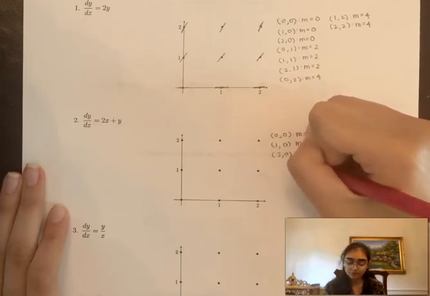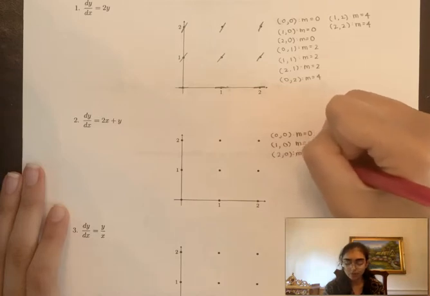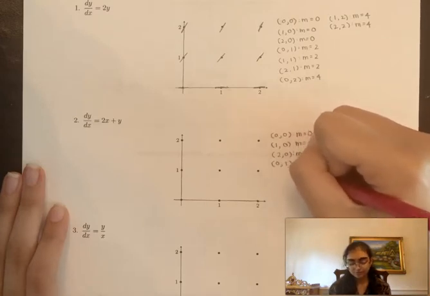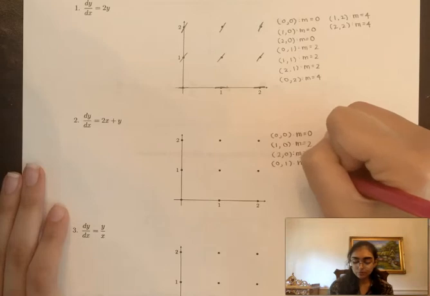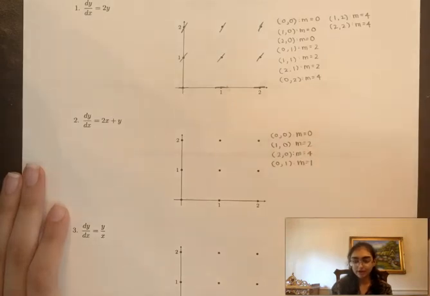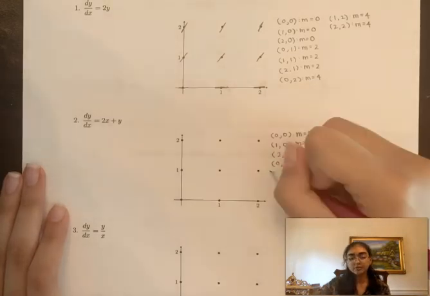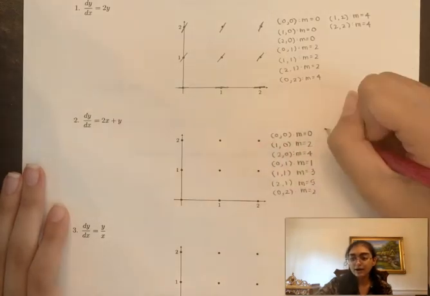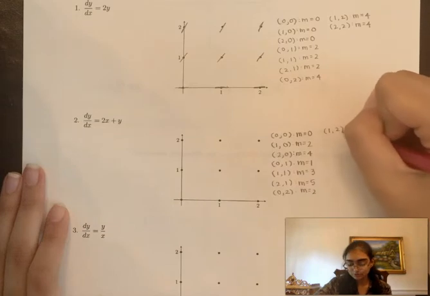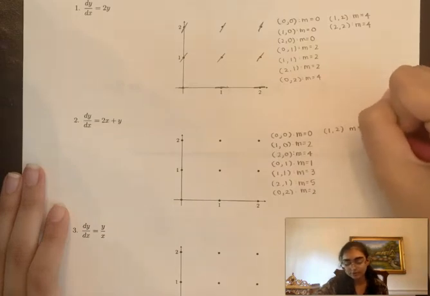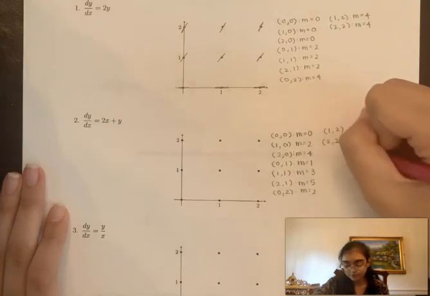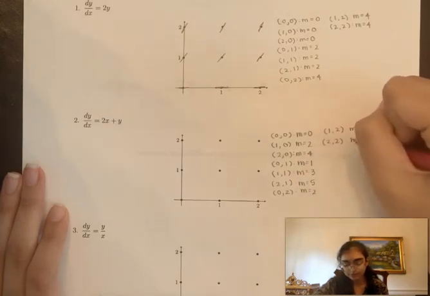If we plug in 0 for x and 1 for y, the slope is going to equal 1. 1 for x and 1 for y, the slope is equal to 3. X equals 2 and y equals 1, slope is 5. If we plug in 0 for x and 2 for y, then our slope is going to equal 2. And if we plug in 1 for x and 2 for y, our slope is going to equal 4. 2 for x and 2 for y, our slope is going to equal 6.